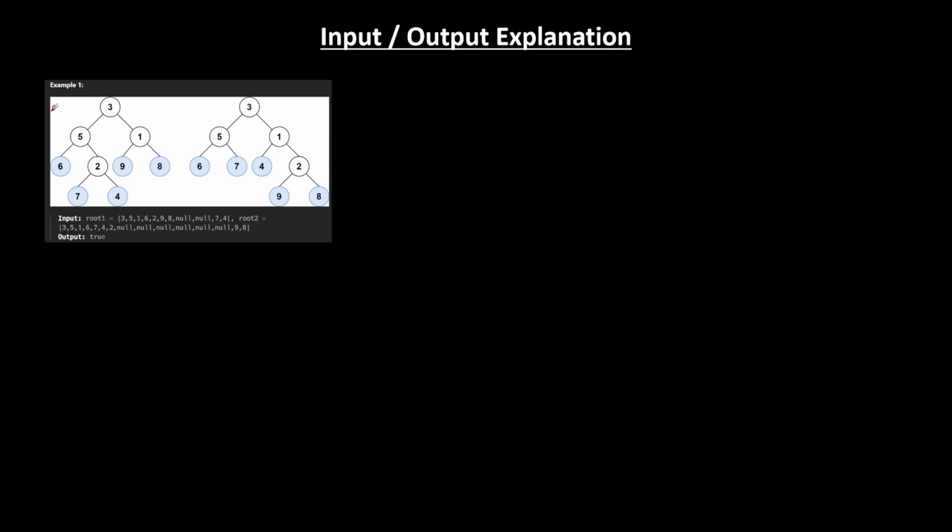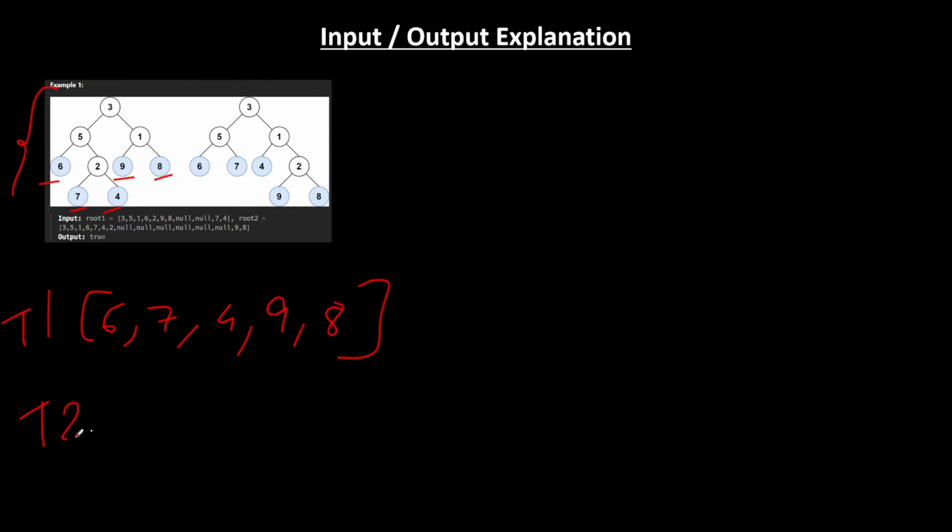Suppose you could see here 6, 7, 4, 9, 8. These are the leaf nodes for the first tree, and the sequence from left to right comes out to be this. Let T1 be tree 1 and T2 be tree 2. For the second tree, if you could see, 6, 7, 4, 9, 8 are the leaf nodes. And the output is true.